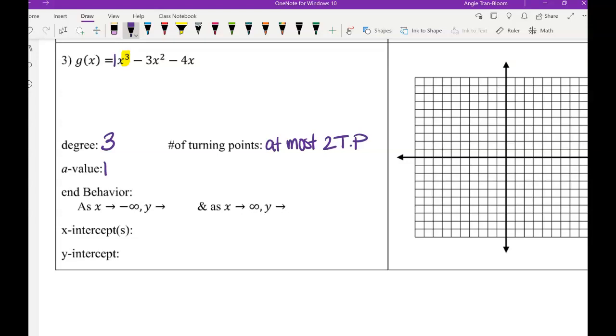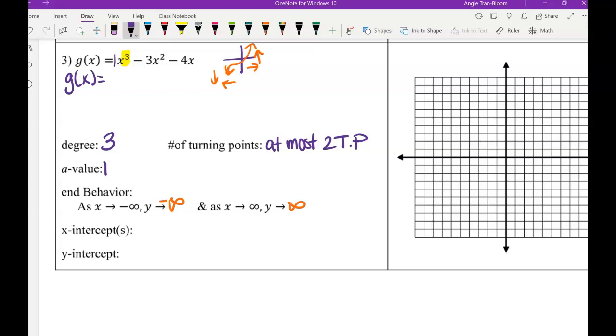Let's look at the end behavior. Since we have an odd degree, immediately think of your cubic function with the positive a. So the end behavior says as x goes to the left, y goes down. Down means negative infinity. As x goes to positive infinity, which is to the right, y goes up. So that's positive infinity.